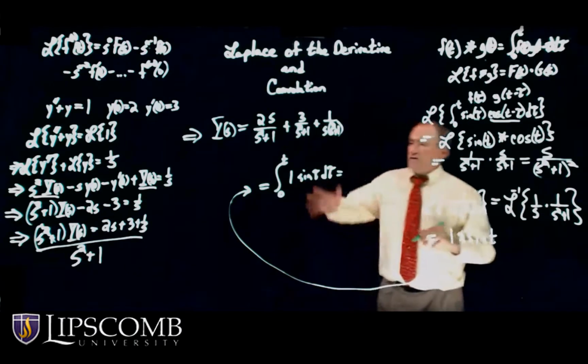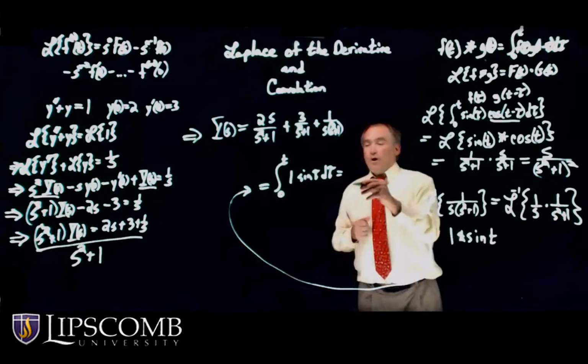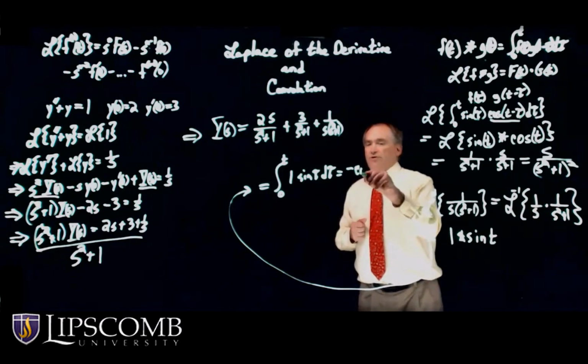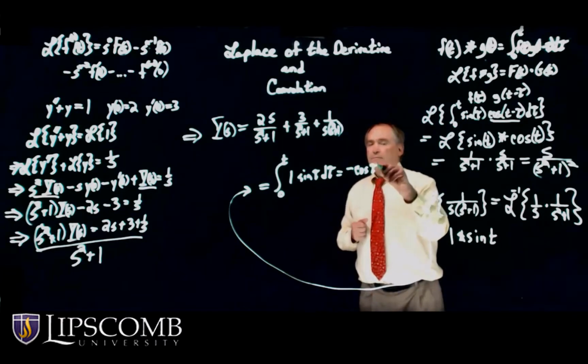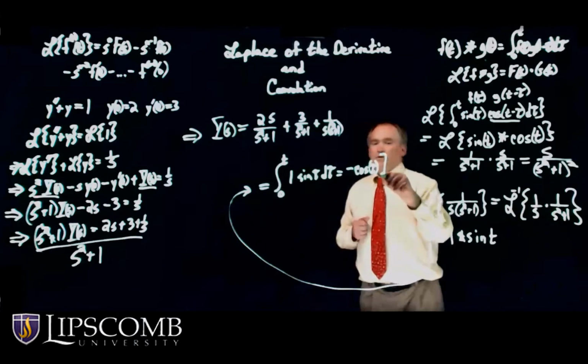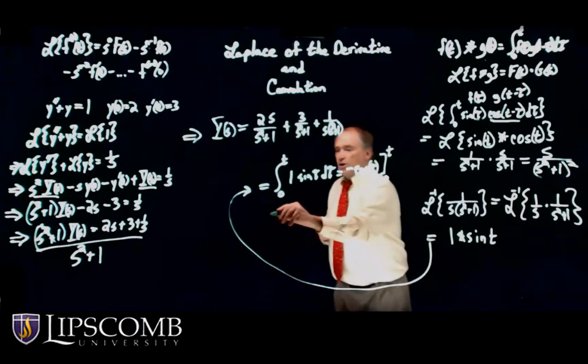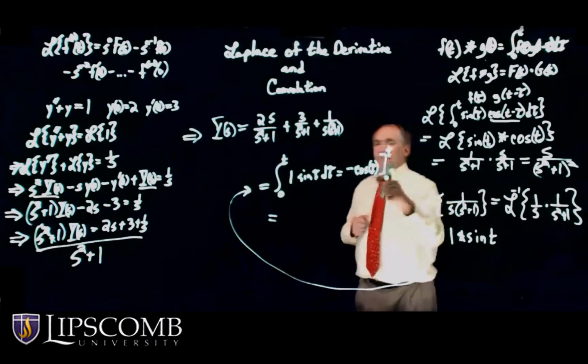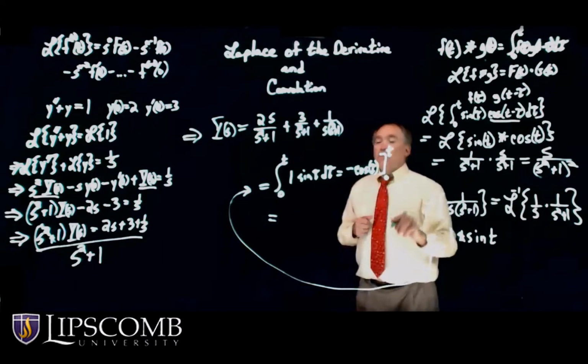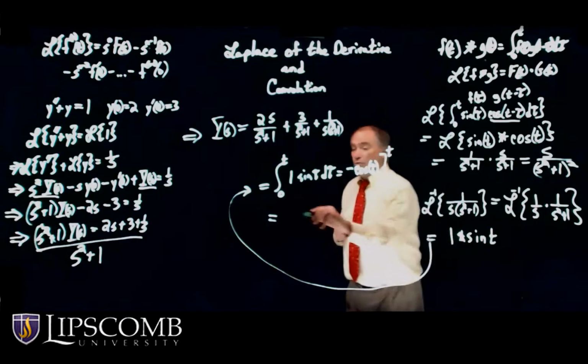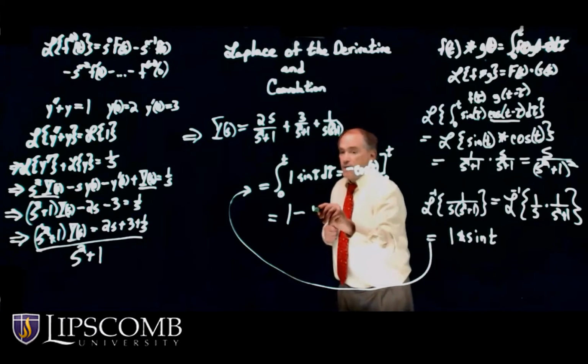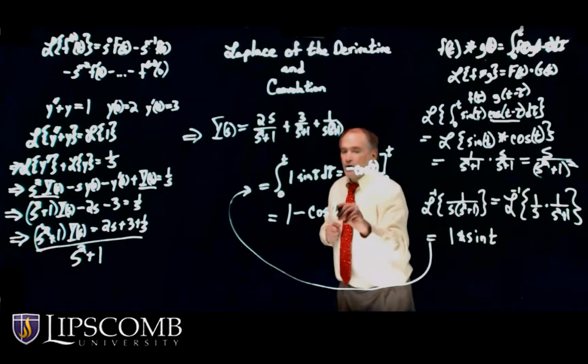So we know what the integral of that is. Well, that's going to be minus cosine of tau, evaluated from 0 to t. So what do you get when you plug in? You get a minus cosine of t, you get a plus cosine of 0, which is 1. So you get 1 minus cosine of t.